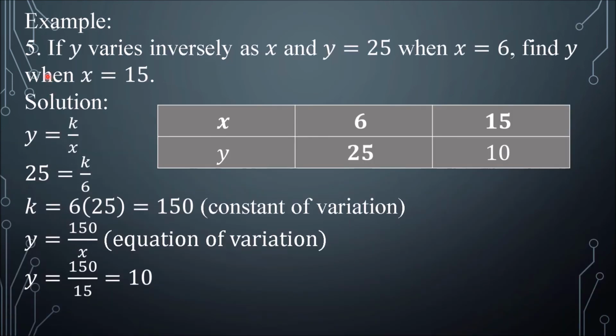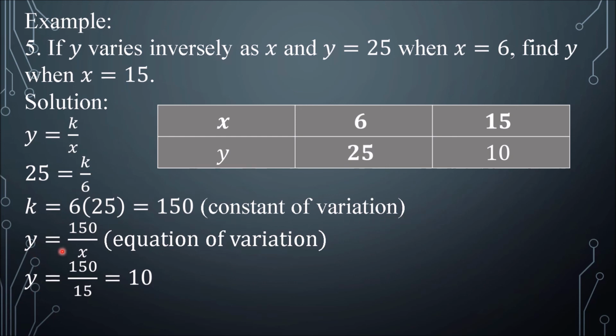Let's have number 5. If y varies inversely as x, and y is equal to 25 when x is equal to 6, find y when x is equal to 15. So let's write first the formula. Y is equal to k over x. Then 25 will be substituted to y. X is equal to 6. So k is equal to 6 times 25, which is equal to 150. And that's the constant of variation.